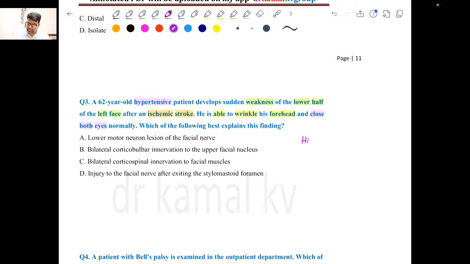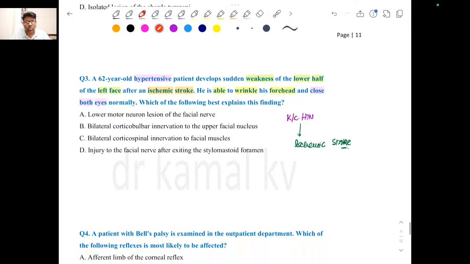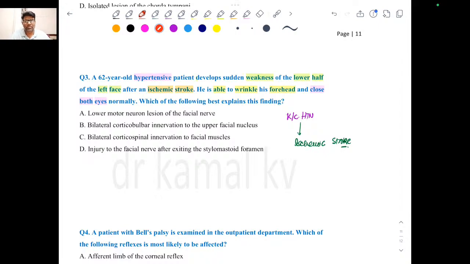Classically, the patient is a known case of hypertension, now having an ischemic stroke, and we discussed before, if there is a stroke, what kind of facial nerve paralysis we can expect, whether it is upper motor or lower motor.